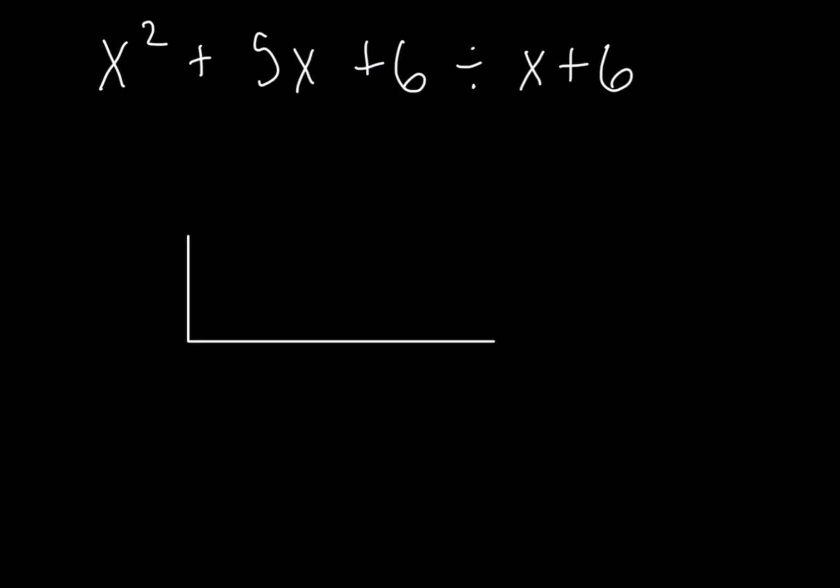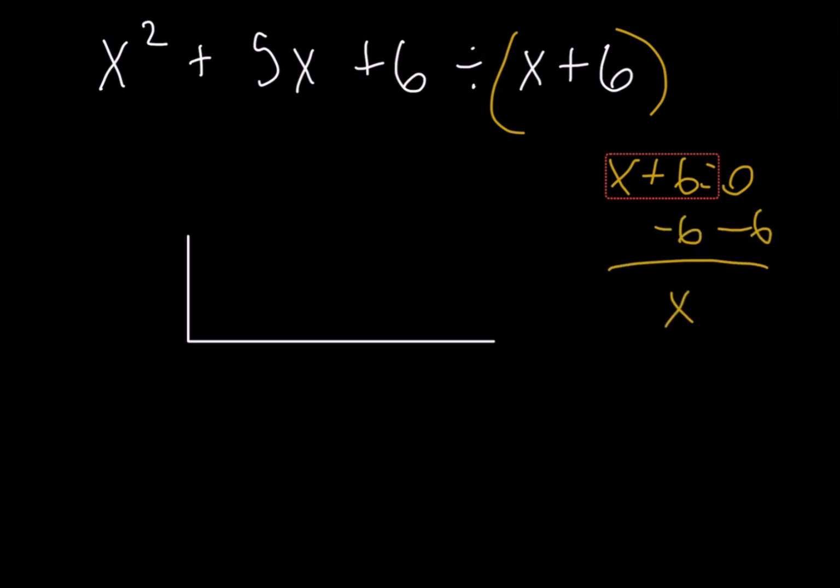So, first off, our first step is to break down x plus 6. Whenever we're trying to find what x is, we have to set it to 0 because this is one of our factors. So we would have to do x plus 6 equal to 0. So we minus 6 on both sides, and then we get x is equal to negative 6. So we basically just did the opposite. So we put this negative 6 right here on the outside.